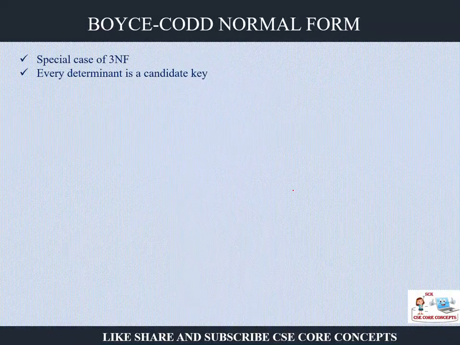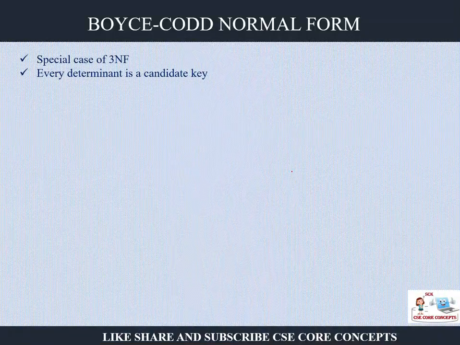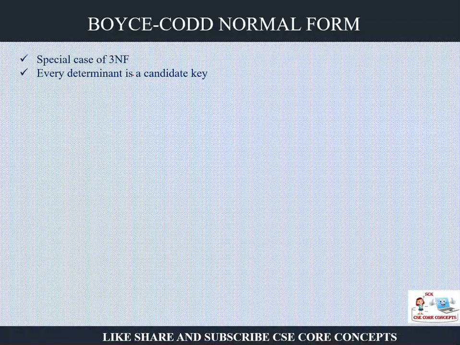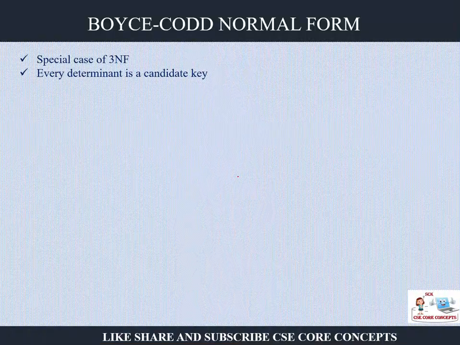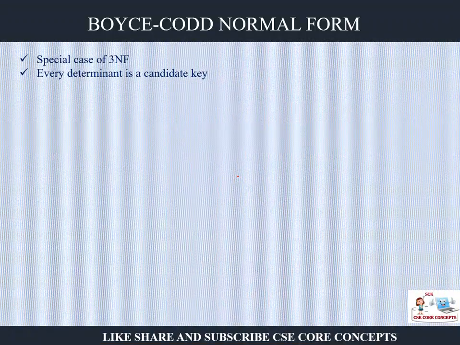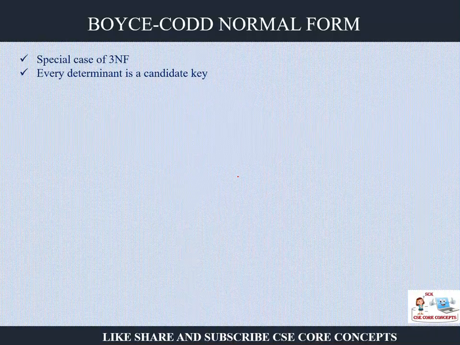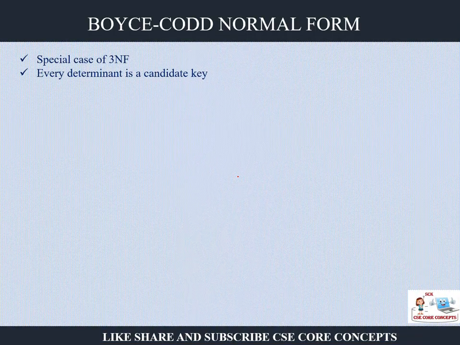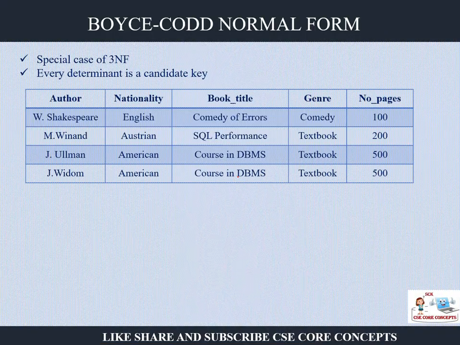A refinement of the third normal form is called the Boyce-Codd normal form. It is a special case of third normal form, which says every determinant is a candidate key. You remember what a candidate key is? In case you have missed my video on the types of keys, you can go back and watch it. There you will understand what candidate keys are. Those attributes which can uniquely represent the rows are the candidate keys.